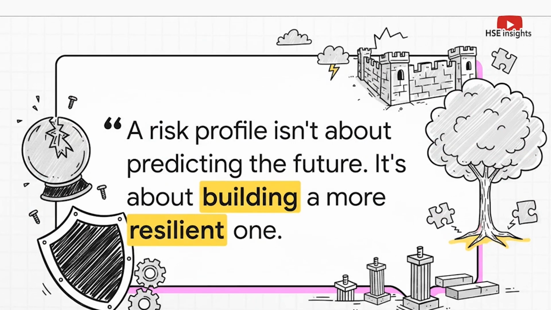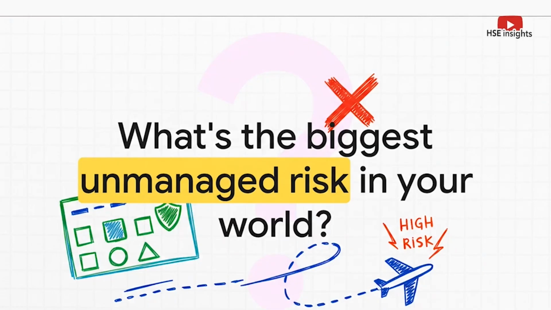A risk profile isn't about having a crystal ball to predict the future. It's about having a blueprint to build a more resilient one. It's a strategic tool that lets you understand your weak spots and systematically create a stronger, safer organization. So, I'll leave you with this question to think about. What's the biggest unmanaged risk in your world right now? And what's the first step you can take today to start building its blueprint for safety?